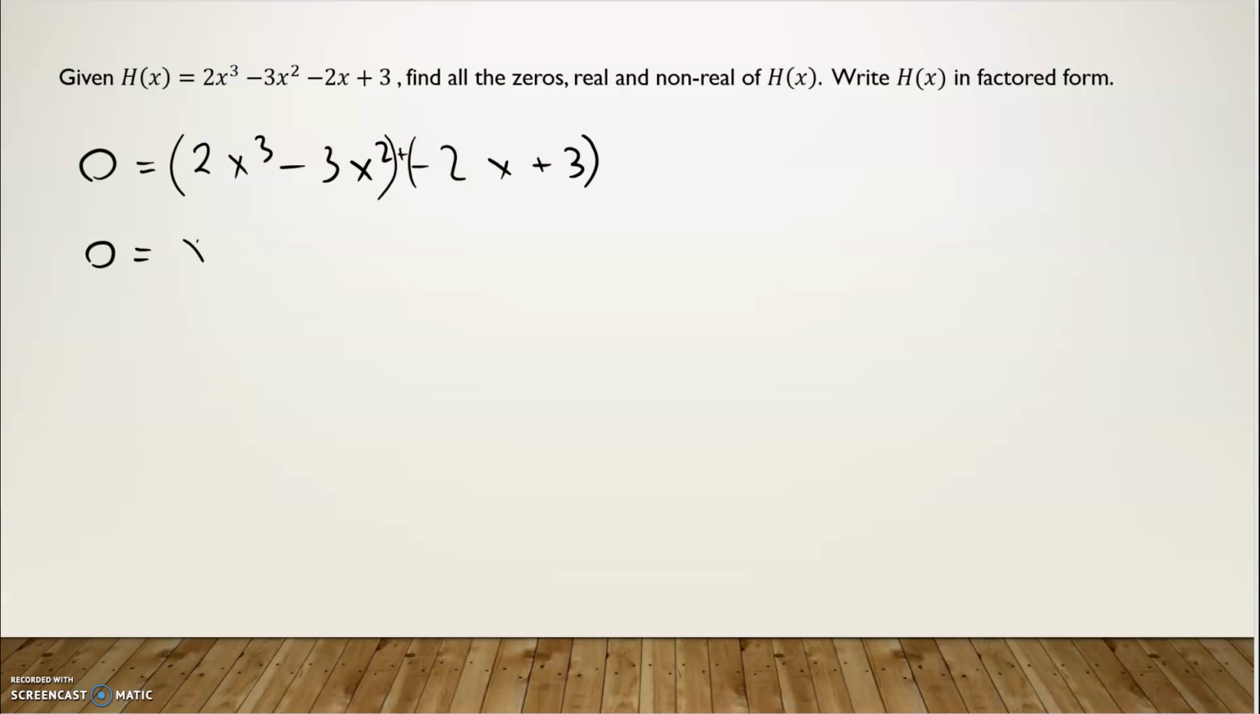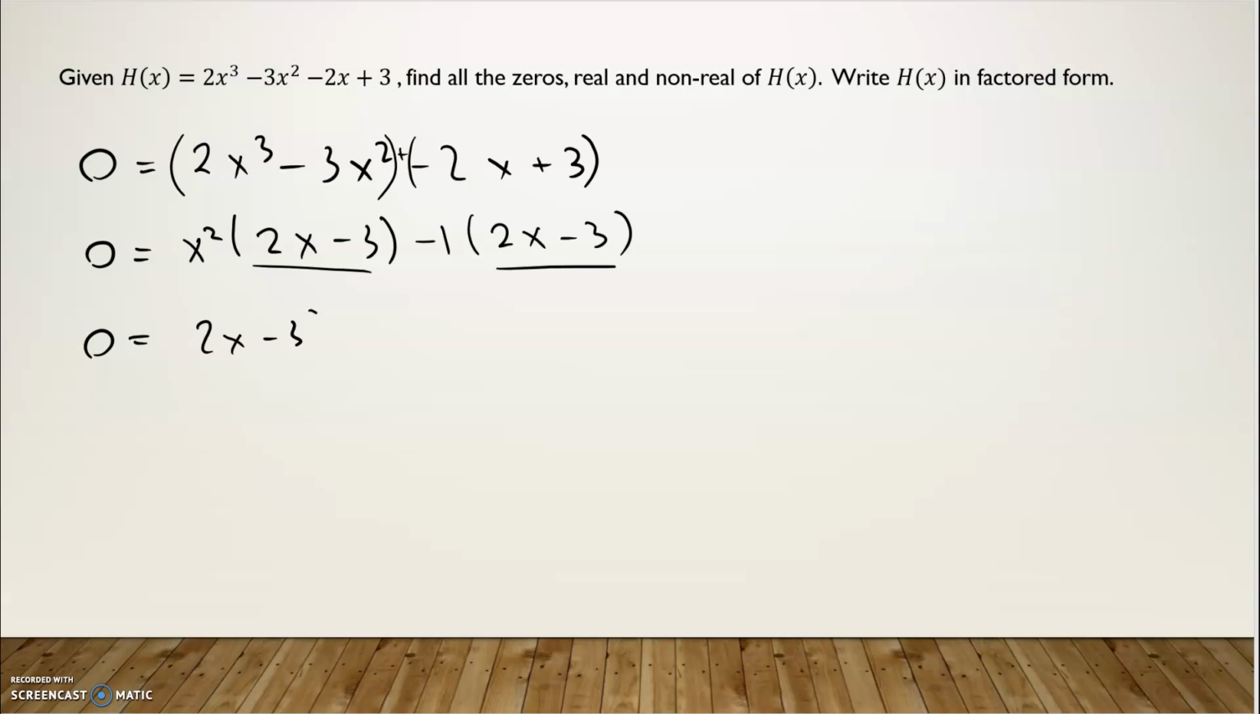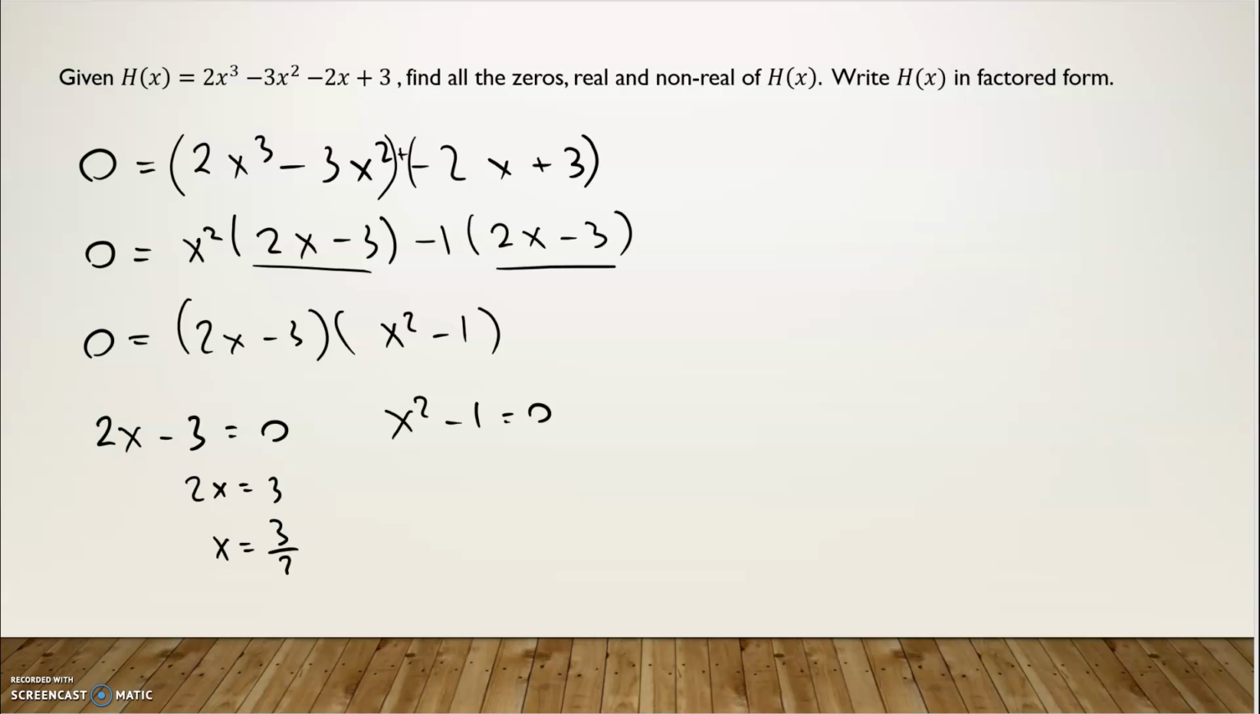So I'm going to take out an x squared for the first one, and I'm going to take out a negative 1 for the second one. So that would be 2x minus 3. Notice both of them have a 2x minus 3, so I'm going to factor that out. I'm left with x squared minus 1. Now I'm going to set each one of those equal to 0 and solve. So this will be 3 over 2. This will be x equal to plus or minus square root of 1, which is plus or minus 1.